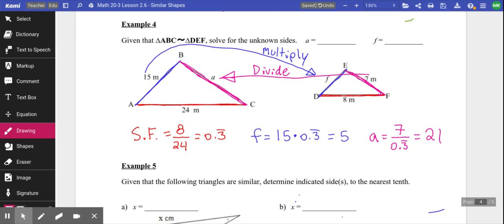You need to divide the new image by the scale factor to get the old one, the original. So my missing side lengths were 5 and 21.